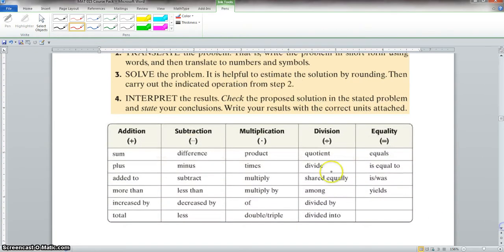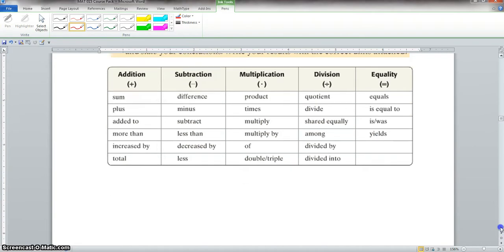Now below here, we have the table that signifies some of the key terms for addition, subtraction, multiplication, division, and equality. You could look at this a little later at your leisure. These are the words that we're going to apply to a lot of these application problems. Now we scroll down here.